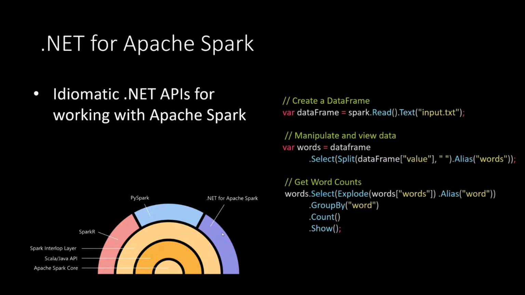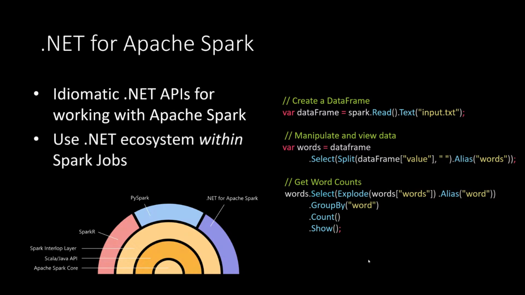And so what it kind of looks like to work in Spark is like this code sample on the right here. You can read in input data. You can use selects and SQL statements in order to process your data, apply functions like splitting words based on spaces. You can do various different kinds of table operations like exploding, group bys, counting. And this is a very quick example of what it would be like to write a distributed word count application in .NET for Apache Spark.